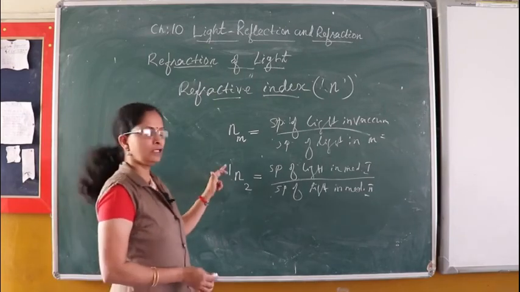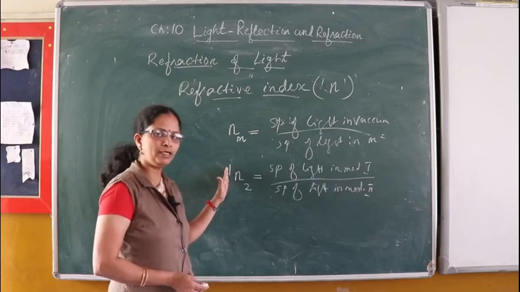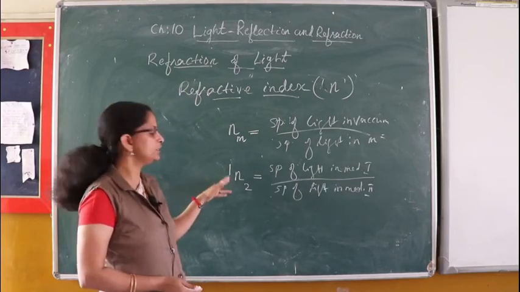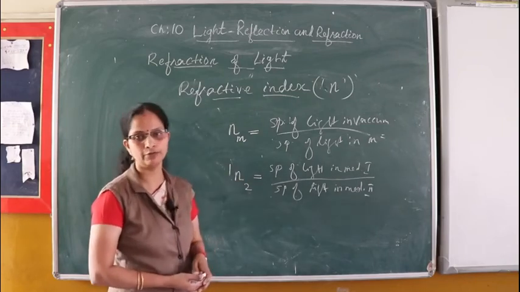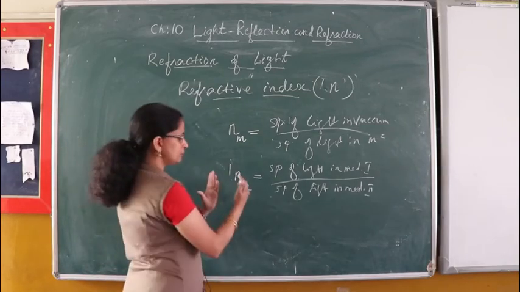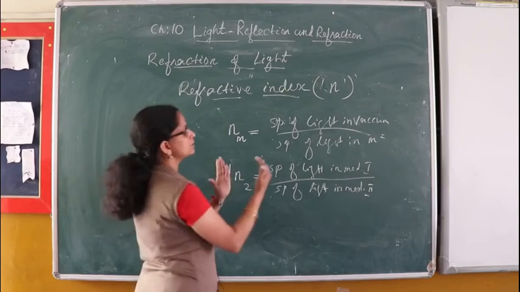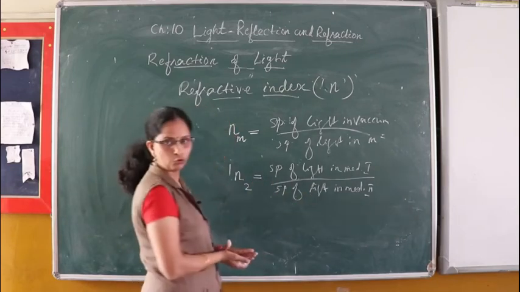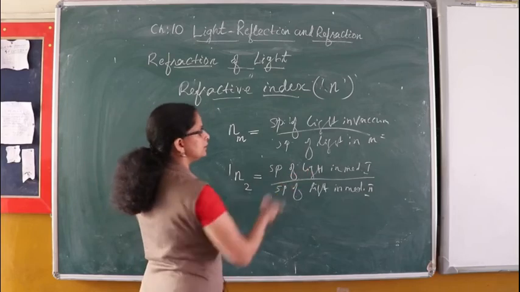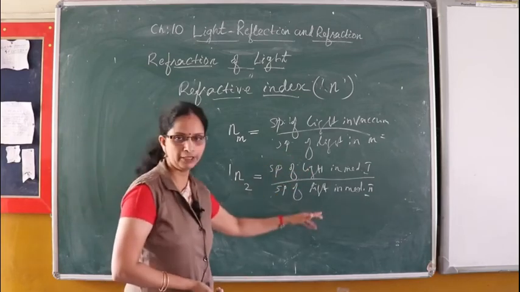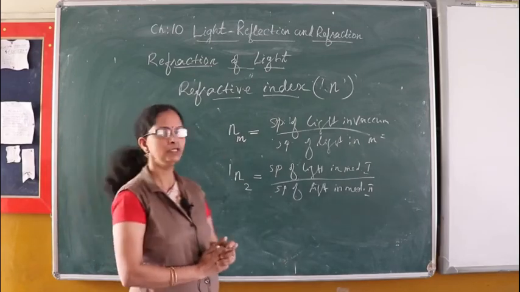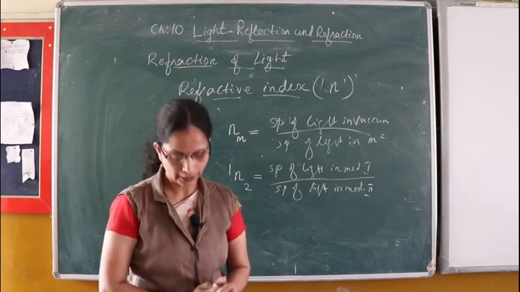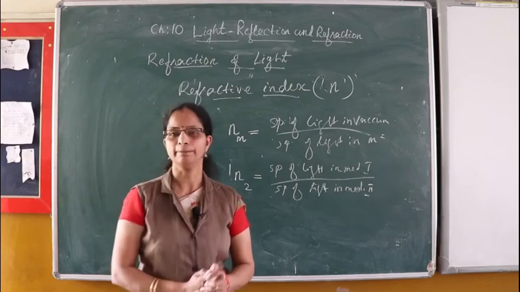If one of the media is air, we call it the absolute refractive index, and if it is two different media, it is known as the relative refractive index. At the same time, if the refractive index is given and the speed of light in one medium is known, we can also calculate the speed of light in the other medium using this expression. So this is about the refractive index of a particular medium.